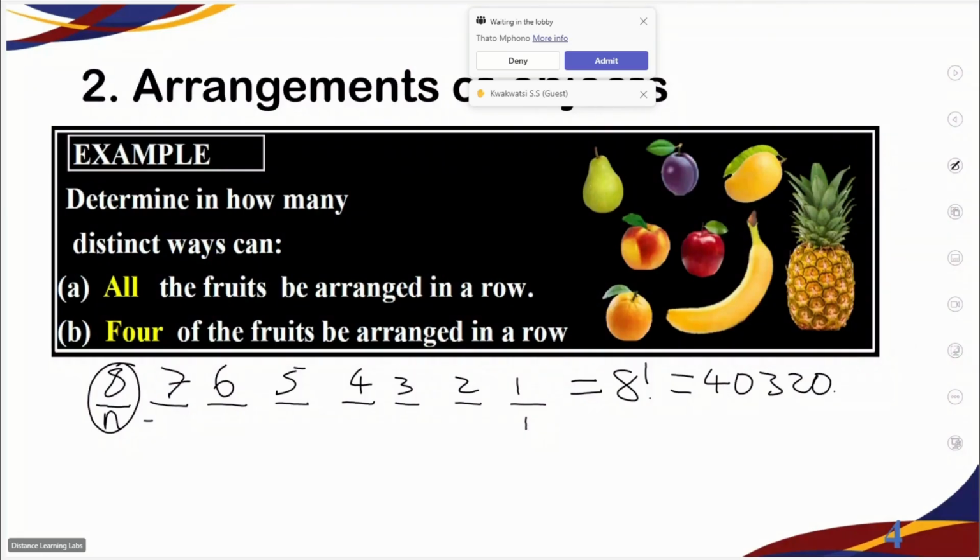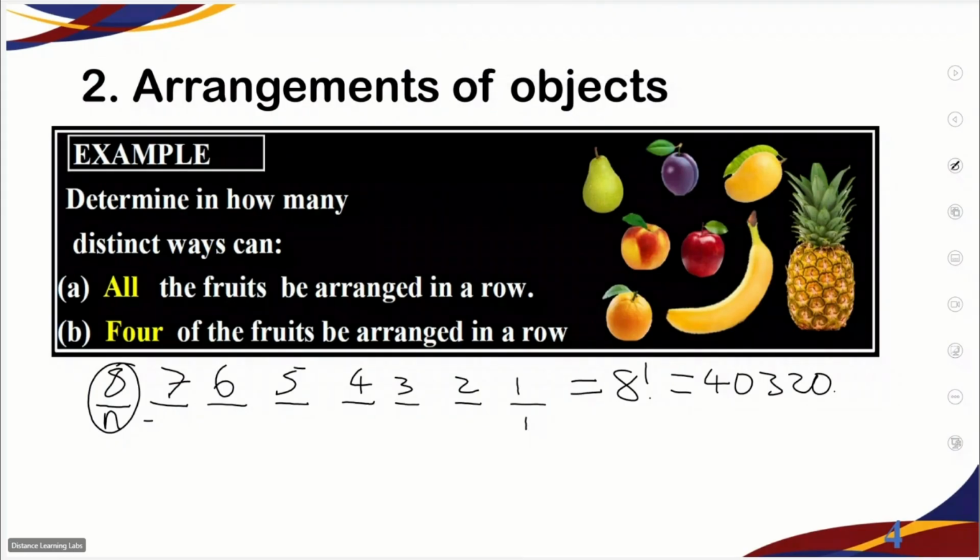That means the number of items that we are going to have, we have 4 fruits. Therefore, the number of spaces there, we will be opening 4 spaces instead of 8. Because in example number 1, we opened 8 spaces because we are arranging all the fruits, all of them in a row. For the second example that we have, only 4 fruits are arranged in a row. Therefore, we are going to open only 4 spaces, 1, 2, 3, and 4.